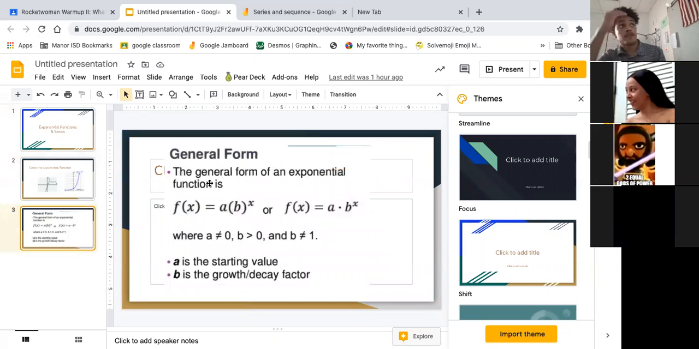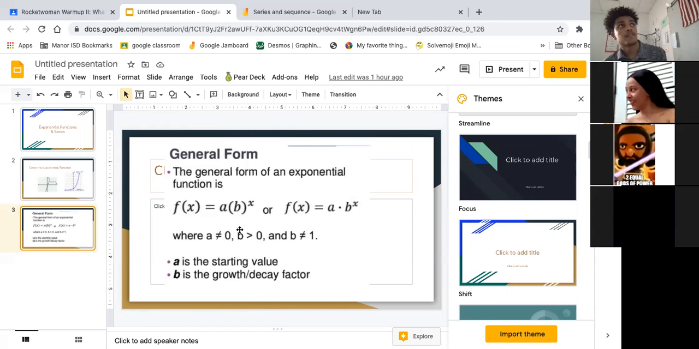So here's a general form of an exponential function equation. You'll have a times b to the x. The first number, a, is the starting value. B is the growth / decay factor. And x is basically the number of units of whatever the input is. So if it's time in years, x would be the number of years that have passed.